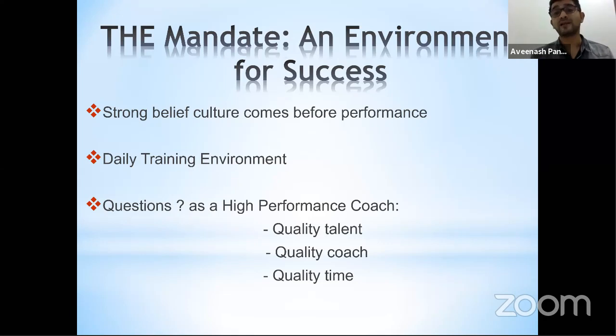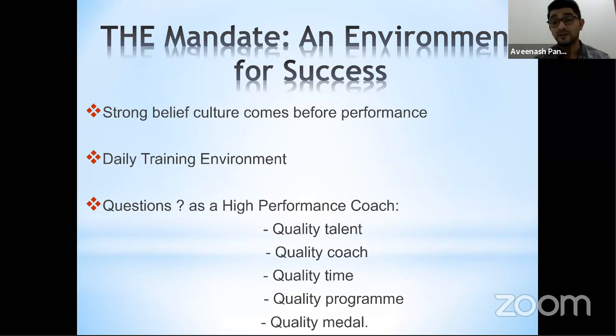Now, time, quality time. Do we have enough time? I joined the team in February 2016. The Olympics was coming up in July, August. So what was the time available to me and my team to deliver the result that we need? What was the quality program that we had to put in place in order to achieve that environment for success? So these were key areas that we needed. And the last one was, obviously, what medals we were looking for.